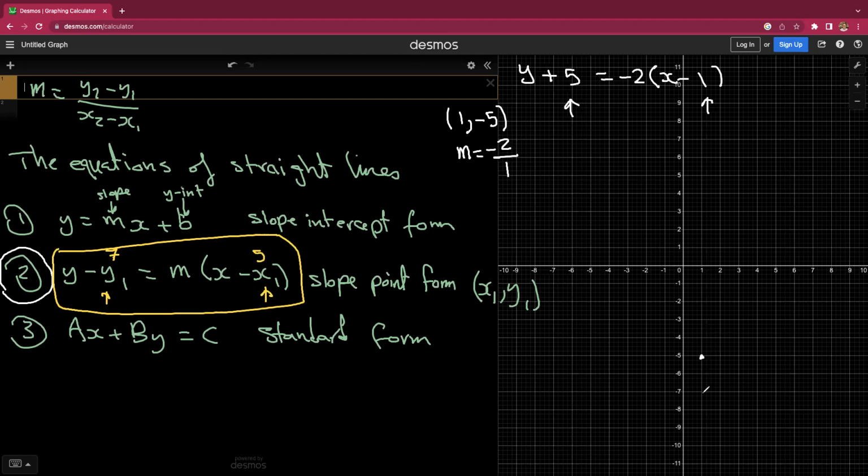So that means I go down 2 over 1 this way, down 2 over 1 this way, or also I go up 2 over 1, up 2 over 1, and so on. You could do it forever if you wish. And then I'm just going to graph my line.